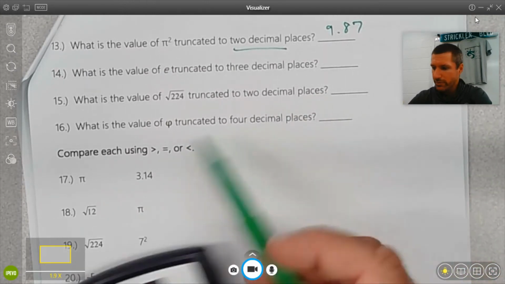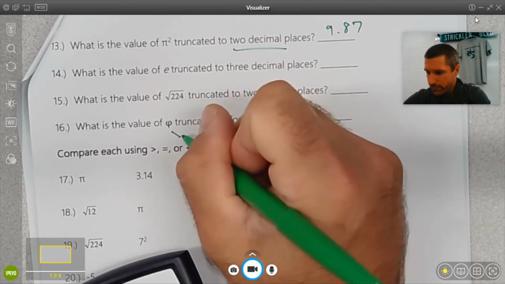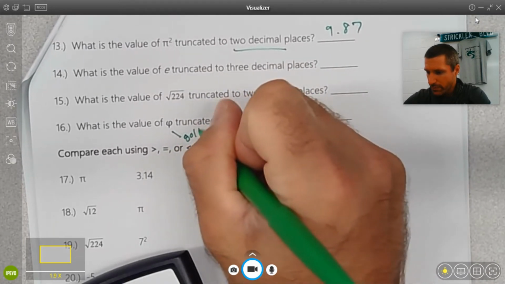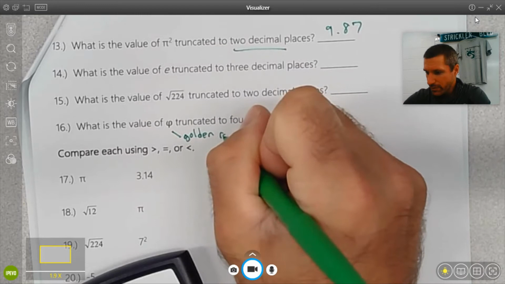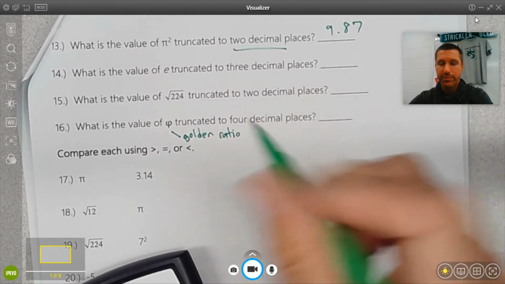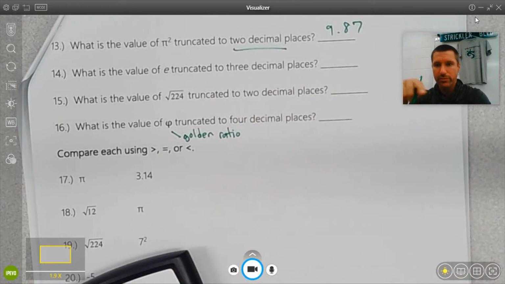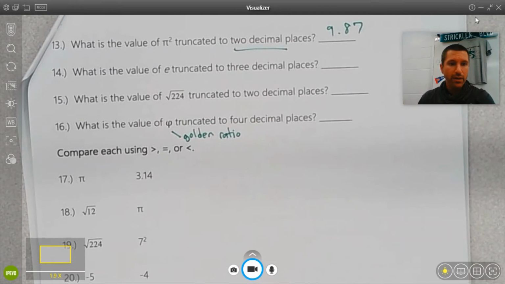What is, this is right here. This is the golden ratio. Write that down. And I'm actually going to make you Google that one. Okay, there is a formula for finding it. I know it, but I'd like you to Google that number. It's irrational, and then truncate it to 4 decimal places, please.